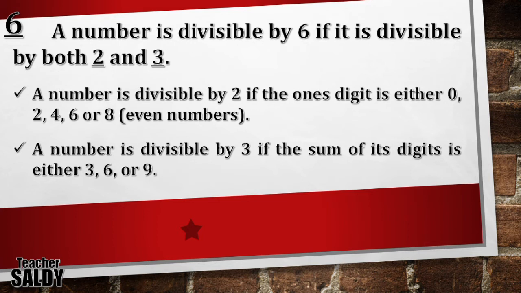That's divisible by 6. Again, a number is divisible by 6 if it is divisible by both 2 and 3. Dapat pareho. Divisible siya ng 2 as well as 3. Hindi pwedeng isa lang. Kasi kapag isa lang, divisible by 2 lang, hindi siya pwede guys 6. Kailangan dalawa, 2 and 3.